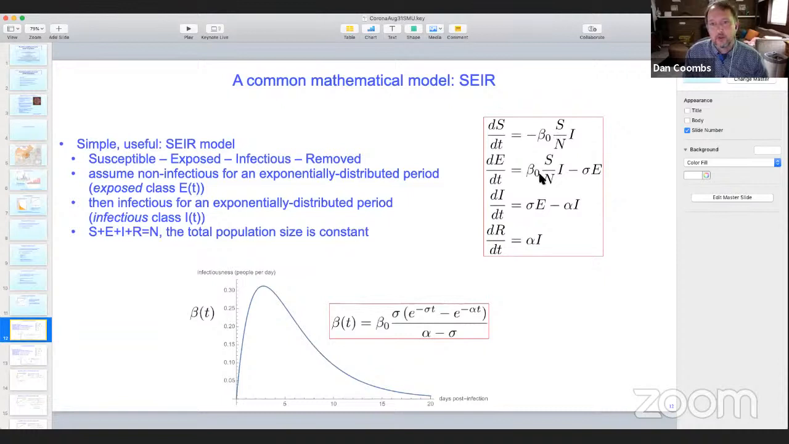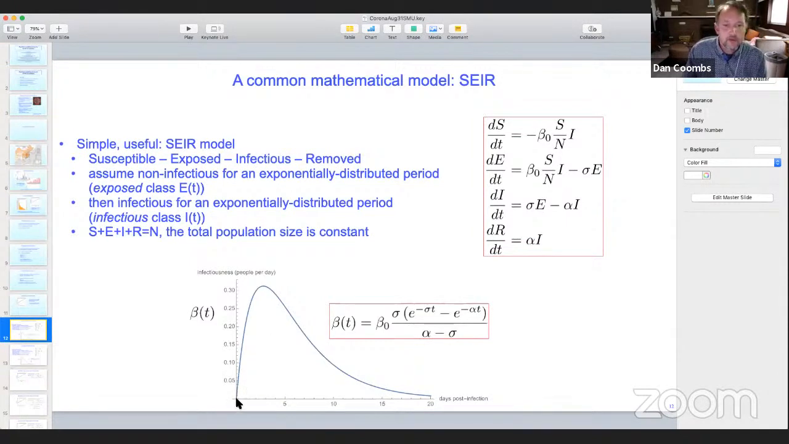These people then show up in the exposed class, where they remain for some period with a parameter sigma, and then they move from exposed to infectious, and now they can infect people themselves, and eventually they recover with some rate alpha. And we can actually take this model and look at it on an individual basis.